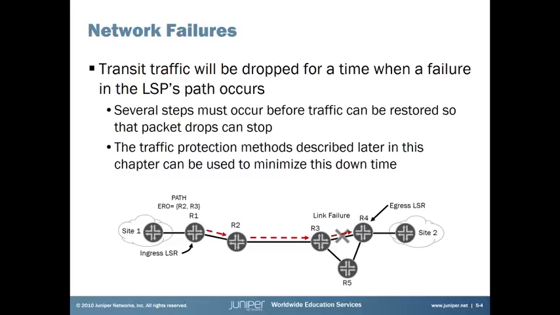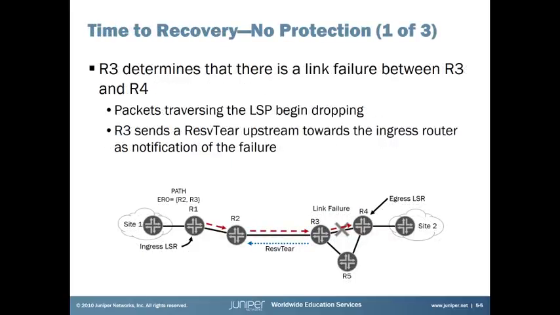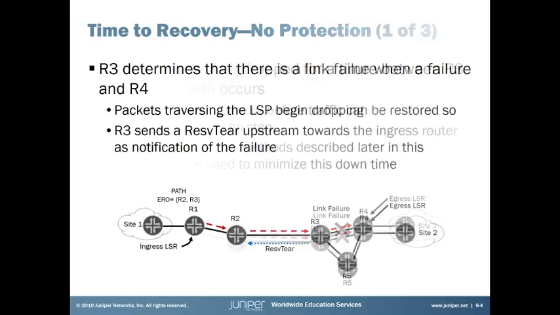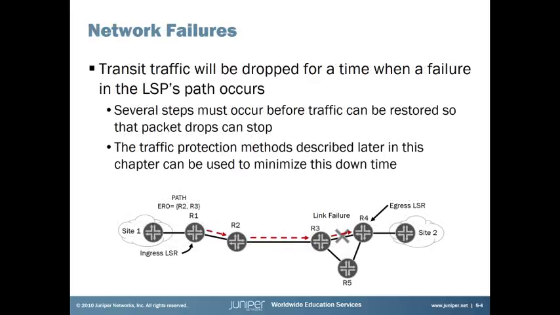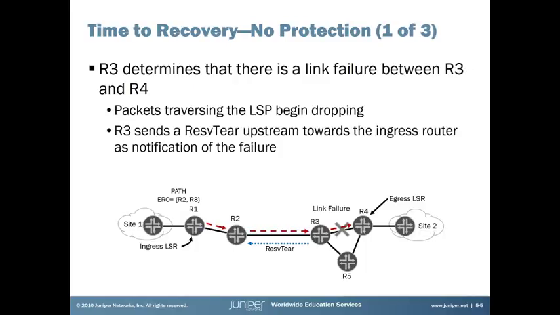So let's take a look at what happens here. If there's a link failure, let's go back to this one here. So we have a link failure between R3 and R4. There we are, this failure has occurred, and traffic can no longer reach the egress LSR. R3 determines that there's a link failure between R3 and R4, and packets traversing the LSP are now being dropped at that point.